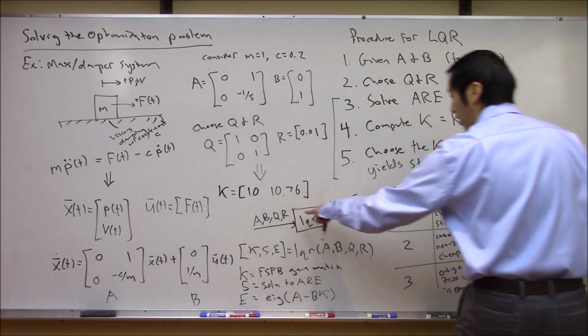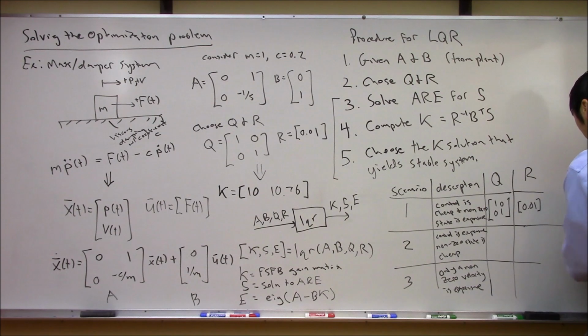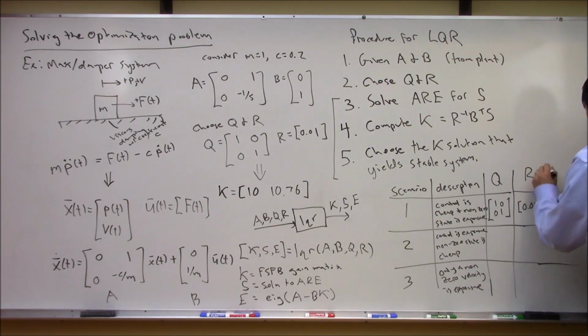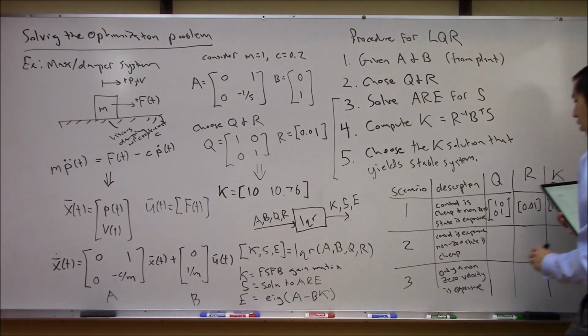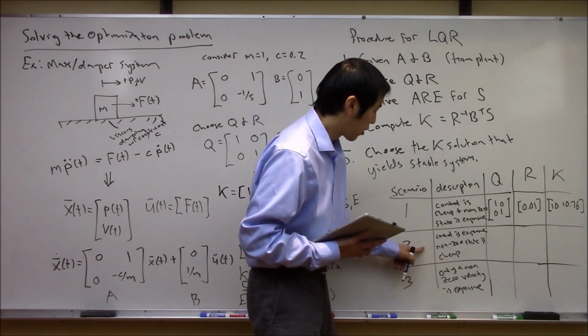And in fact, we saw, let's write down exactly what the gain matrix K was coming out of this scenario here. So we actually just solved this. So the K in this case was 10 and 10.76. Right?